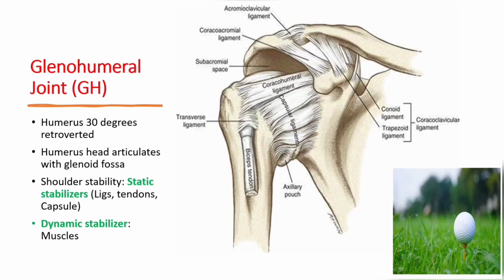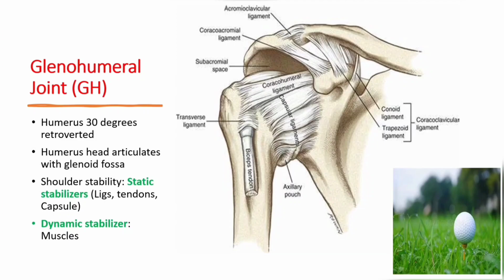But where does the stability come from in the shoulder? We have two types of stability: static stability and dynamic stability. Static stability comes from structures such as ligaments, tendons, and the shoulder capsule, like the ligament of the biceps tendon. And the dynamic stabilizers are the muscles.